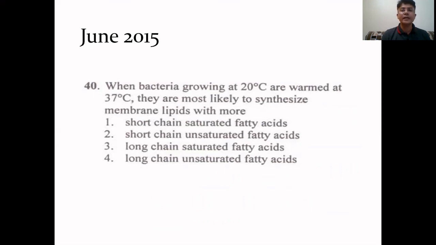for inclusion in the membranes when the organism is growing at lower temperature. But when it is growing at higher temperature, unsaturated fatty acids may be replaced with saturated fatty acids. So here the long chain saturated fatty acids would now be incorporated into the membrane when the organism is shifted to 37 degrees Celsius. So the correct option is the third one.